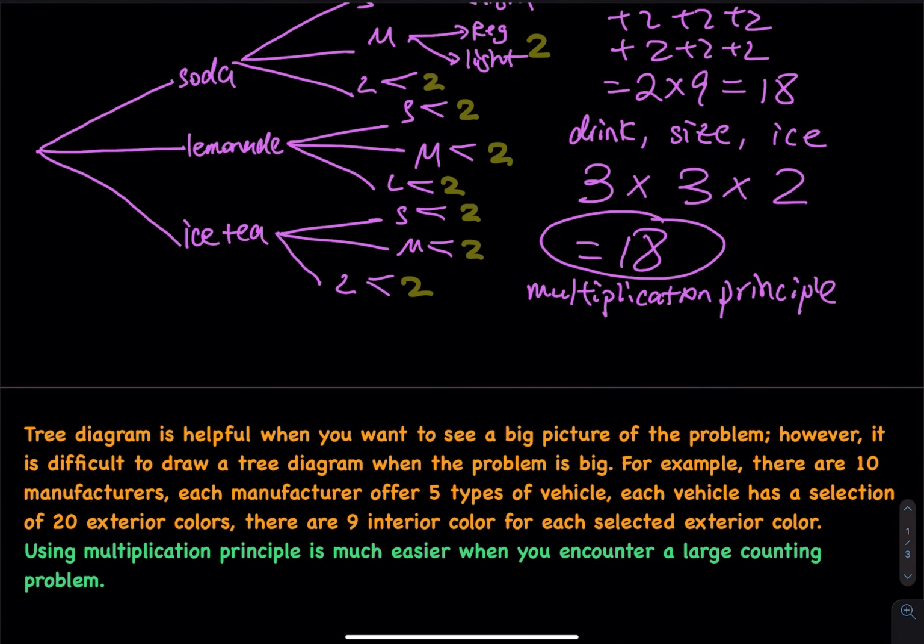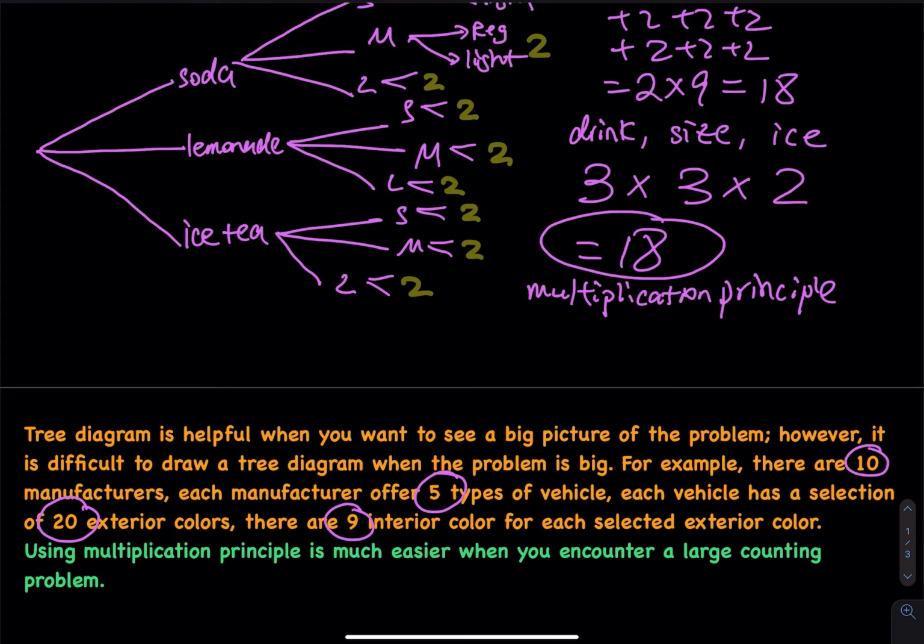The tree diagram is helpful when you want to see the big picture of the problem. However, it is difficult to draw a tree diagram when the problem is big. So for example, for the car problem, you have 10 manufacturers. And then for each manufacturer, you have 5 types of vehicle. For each vehicle, there are 20 exterior colors. And then followed by that, you have 9 interior colors. After I finish reading this problem, I don't even want to try the tree diagram method.